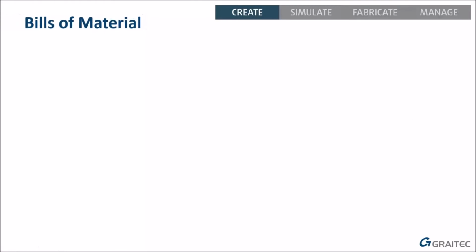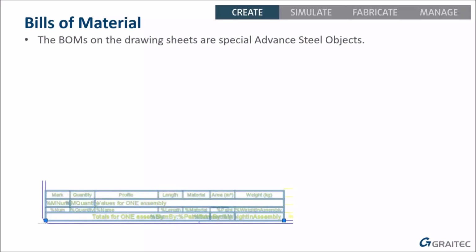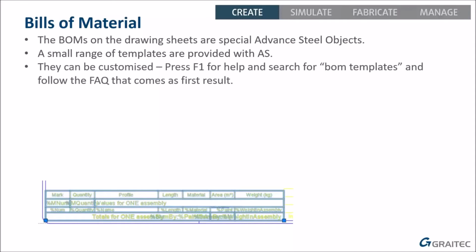And the bills of material on the prototype, similar again. They are special advanced steel objects. There's 2 on any of the prototypes that say BOM. At the moment there's 2. There's a lots list in the top right and a parts list in the bottom left. You only get a fairly small range of templates provided with advanced steel. There's about 10, of which 4 are used and the others aren't really used. But they can be customized.